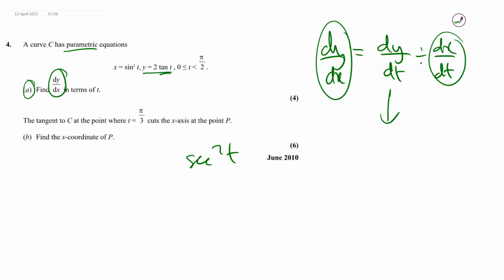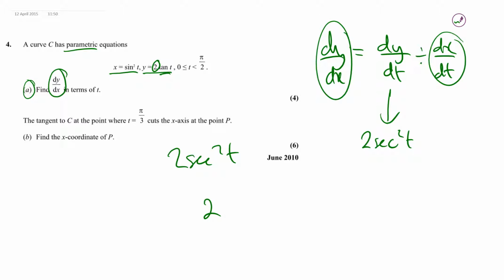So basically, when you've got a 2 or some number in the front, you can just ignore it and put it back at the end. So it's 2 sec squared t. It's one of those things you should be comfortable with doing. So, 2 sec squared t, what are we going to do next? Differentiate the x. Cool, so we've got x equals sine squared t. Now that's not straightforward. Is it straightforward? Yeah, it is actually.